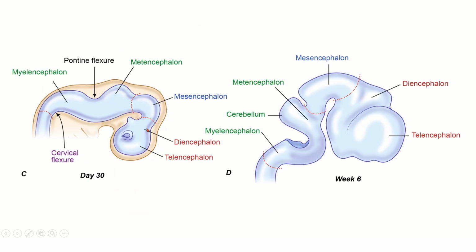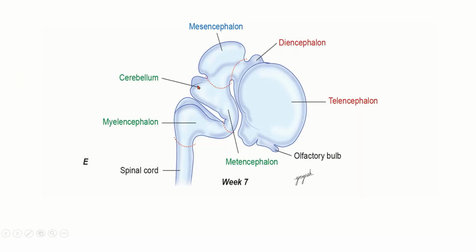You can see here the prosencephalon dividing into diencephalon and telencephalon, the mesencephalon remaining as mesencephalon, and rhombencephalon dividing into metencephalon and myelencephalon, and you can see the appearance of the pontine flexure here. So appearance of this pontine flexure will form the rhombic lip. The rhombic lip will give rise to the cerebellum. You can see here the cerebellum being developed from the rhombic lips.